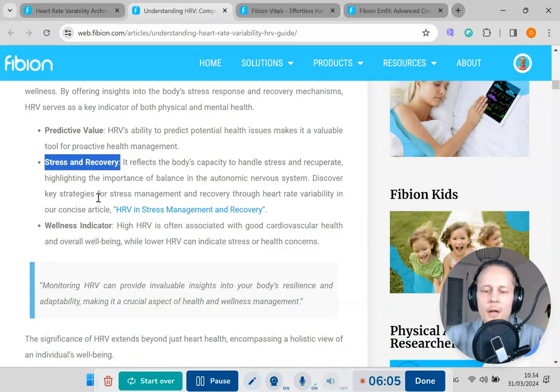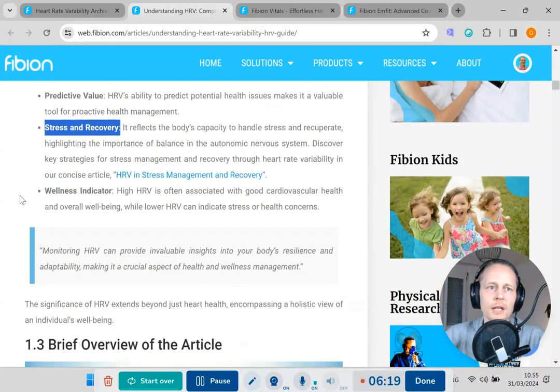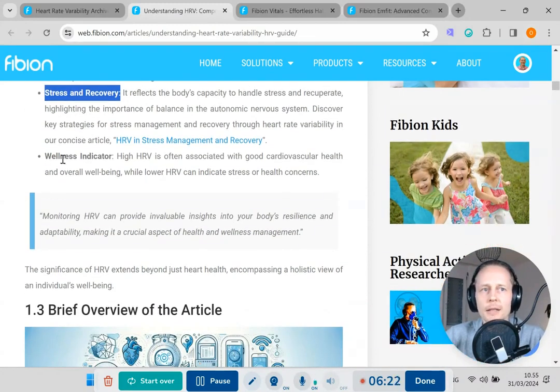And usually when people do these measurements and you ask how well they slept, they report that they don't feel refreshed, and we see that the heart rate variability has been low during the sleep. And it works also as a wellness or fitness indicator.